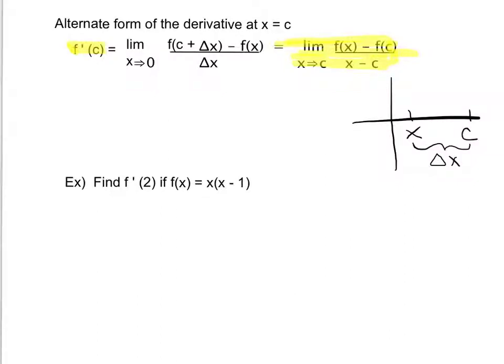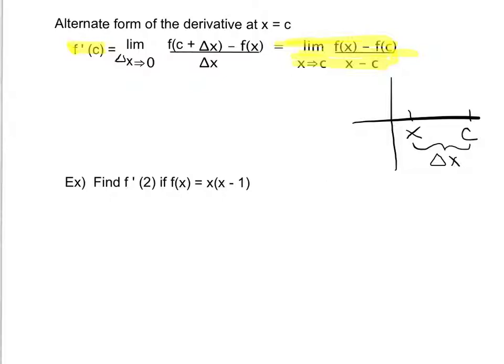Okay, so now that I've given you guys a couple different ways to find derivatives using some different formulas, I'm going to give you one additional alternate form for the derivative if you're given an x value. So this is the original definition I gave you, where you can take the limit as change of x approaches 0 of f of c plus change of x minus f of c all over change of x.